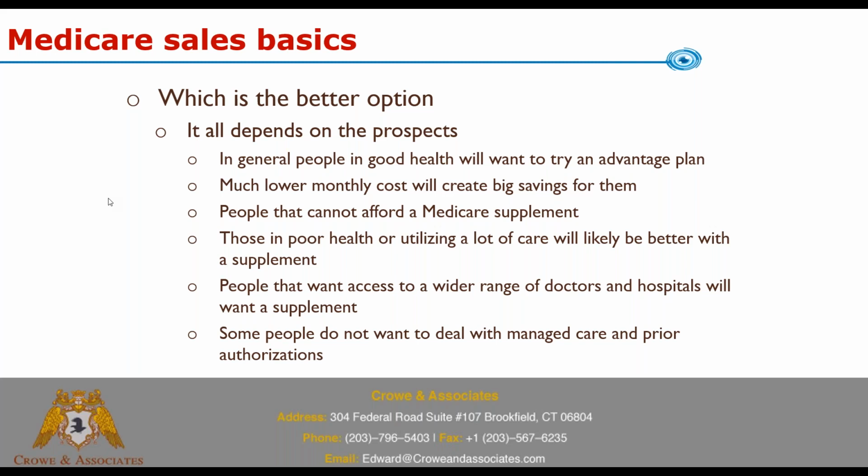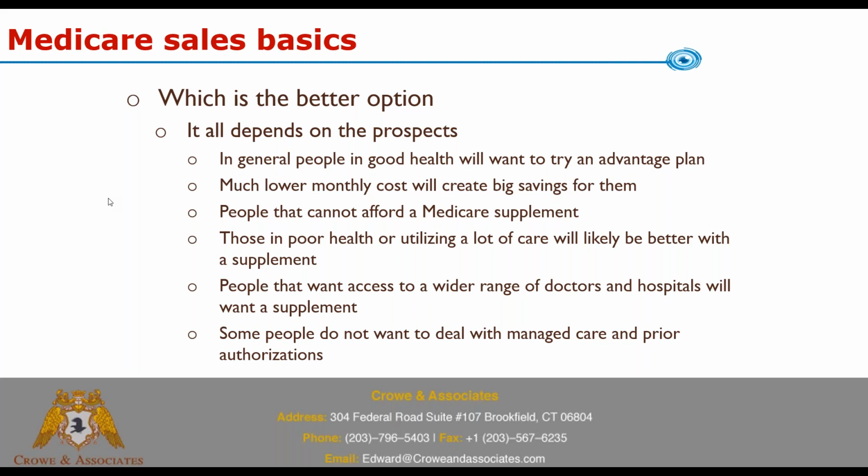Sometimes the person just can't afford a supplement, and they'll go with an Advantage Plan just out of lack of the ability to pay for a supplement. Sometimes people in poor health often will go with a supplement because if they're doing tons of doctors and hospital visits, it's going to limit their out-of-pocket. They'd rather just pay a monthly amount and just know that they're not going to get crushed with copays.